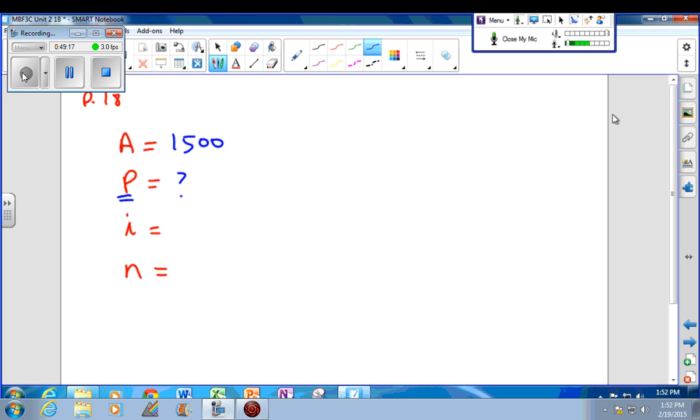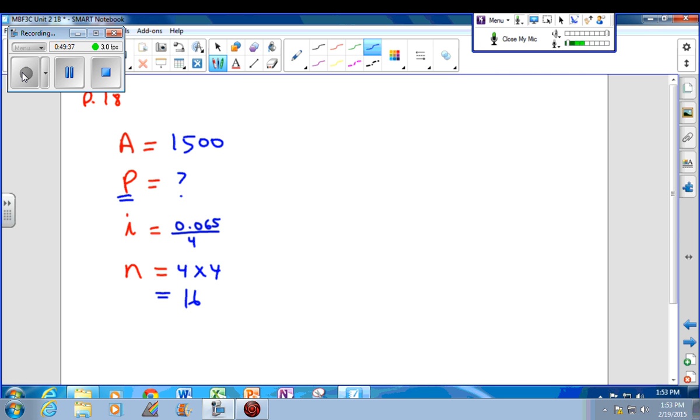6.5%, so that's 0.065. That's 6.5% compounded quarterly, so that's 4 per year. And N is the 4 compounding periods per year times 4 years, so our N is 16. So we have everything we need except the P.